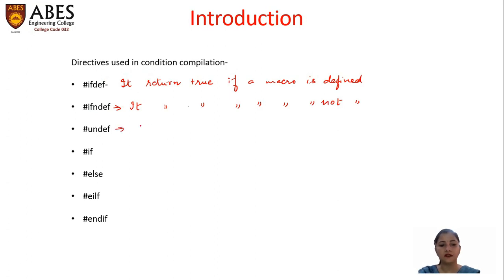Next is #undef. #undef will simply undefine some macro. Next is #if. It is just like a simple if, where we perform comparisons based on some conditions. So #if will compare values of a macro. #else is just like else. It is an alternative of if.